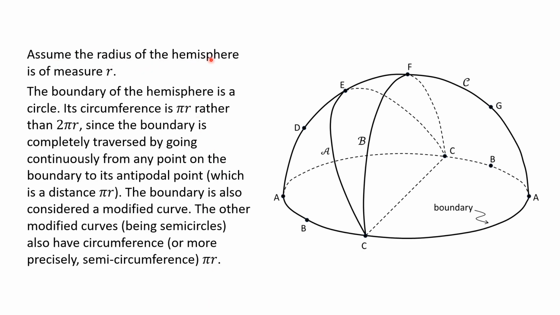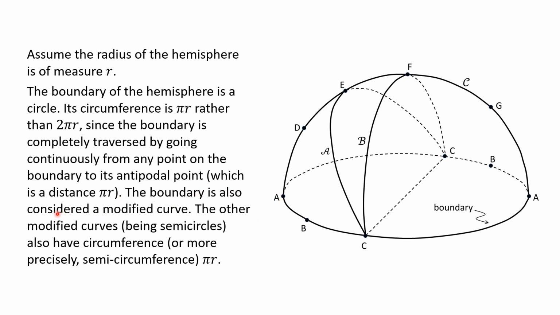Assume the radius of our hemisphere is of measure r. The boundary of the hemisphere is a circle. We know that. Its circumference is pi r rather than 2 pi r, since the boundary is completely traversed by going continuously from any point on the boundary to its antipodal point. In other words, going from A to A covers all the points, because each one of the points between A and A here is the same point on this other side. So that's a bit of a wrinkle to the model.